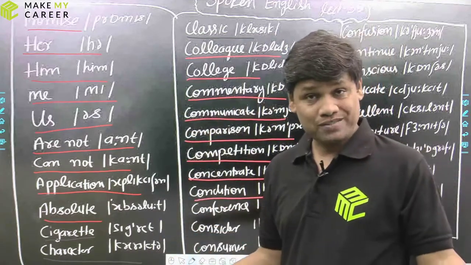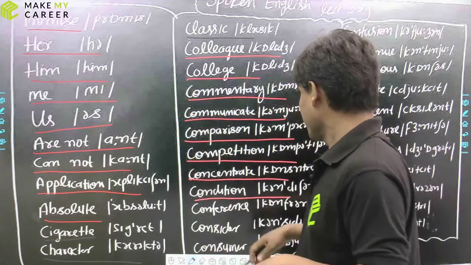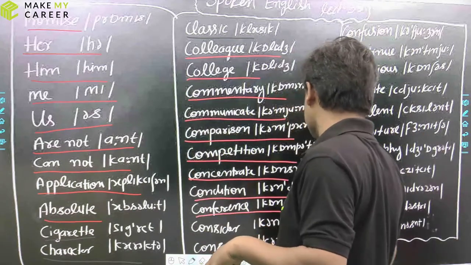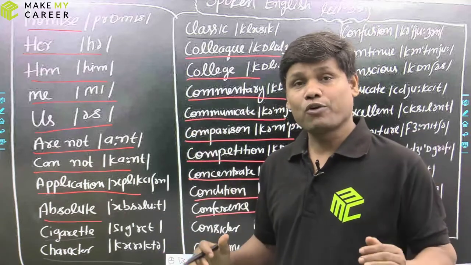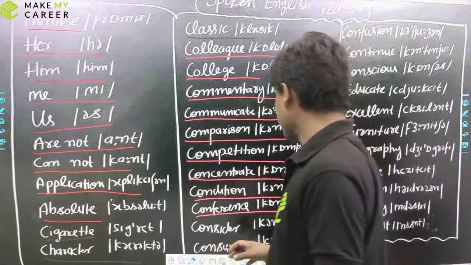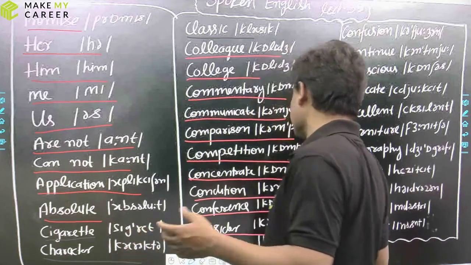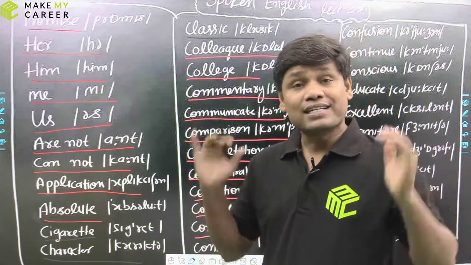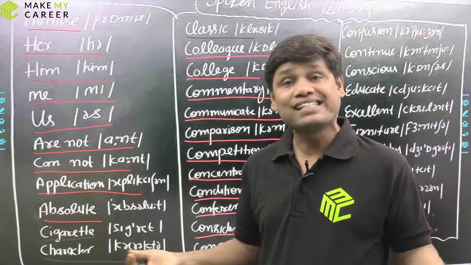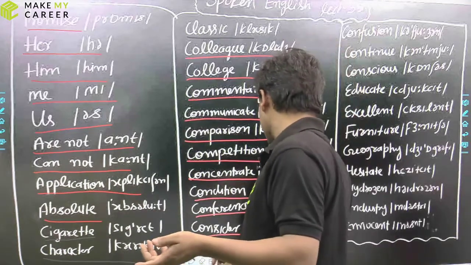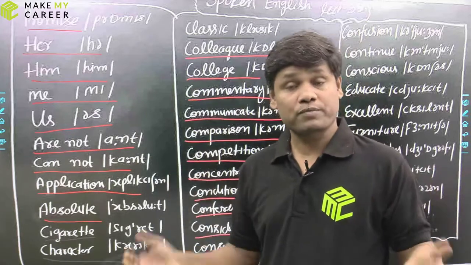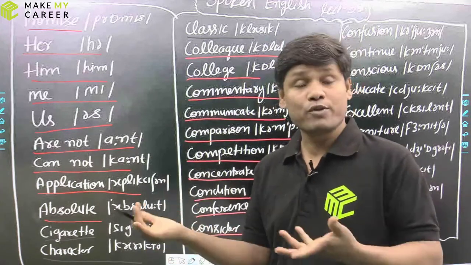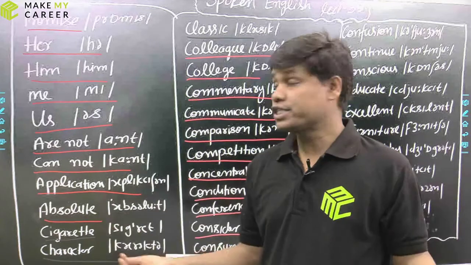Condition. My condition. Your condition. Next one is conference. Again you repeat, conference. Next one is consider. Again you repeat, consider. Next one is consumer. Consumer forum, right? Some people say it differently, but the right pronunciation is consumer.